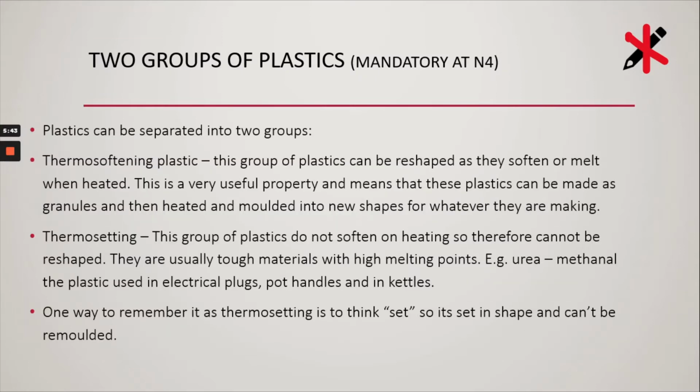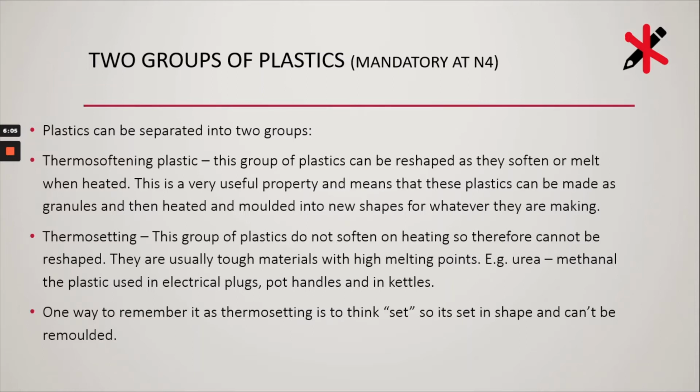Okay, so this is a little bit of technical knowledge about plastics, which is mandatory at National 4. It's not mandatory at National 5, so I'm not making you write this down, but it is quite good background knowledge. So there are two different groups of plastics: thermosoftening plastics, or they can also just be called thermoplastics, and these ones can be reshaped. They soften or melt when heated, and then you can reshape them.